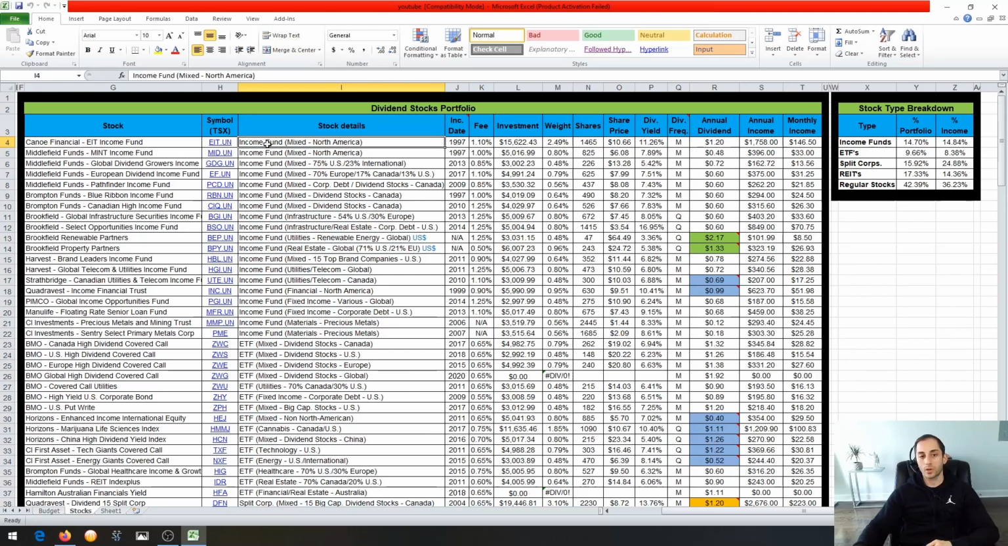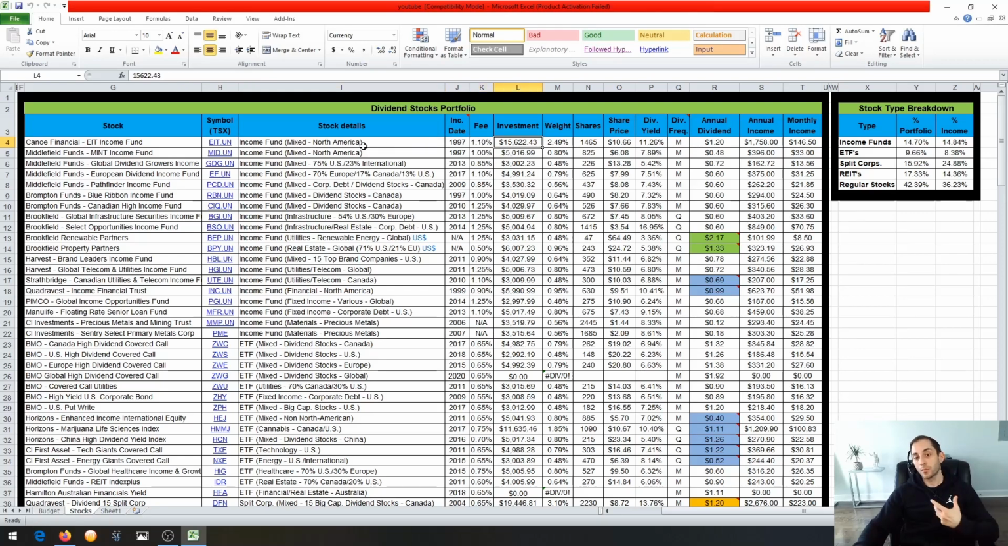So I'll describe what the fund is. As you can see here, income fund or ETF, etc. And in brackets, I will have the sectors, first of all, the sectors that this fund or the company covers, and then the region. There's the inception date, so if it's a fund, when the fund was created, as well as the management fee.